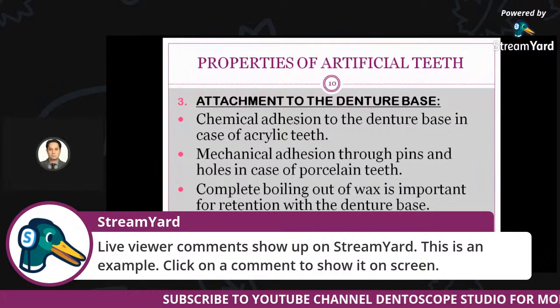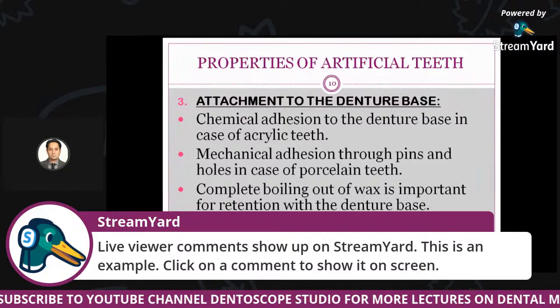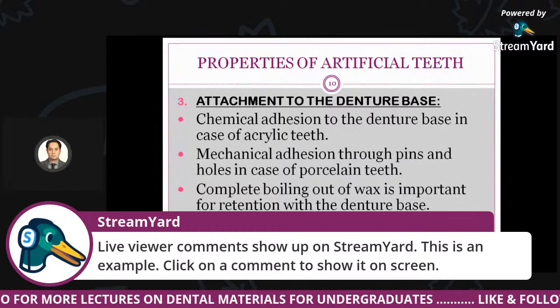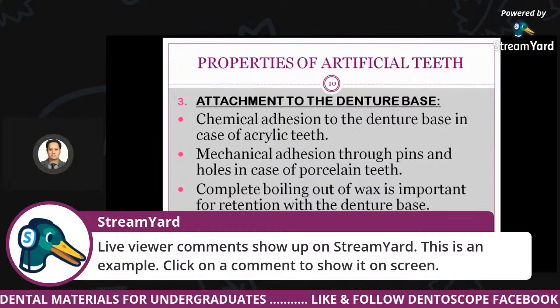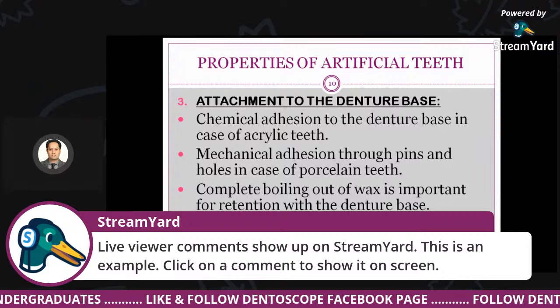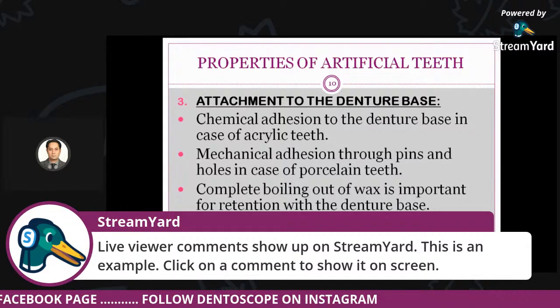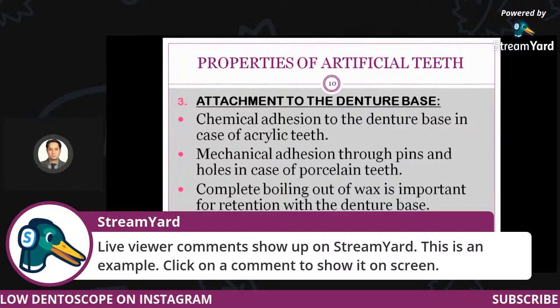Whereas in case of the porcelain teeth, as I told you, there are holes and pins which are present at the base of the porcelain teeth. Well, they are for the interlocking purpose, because, as I told you, they both belong to two different groups.